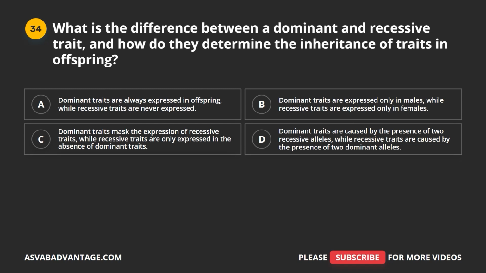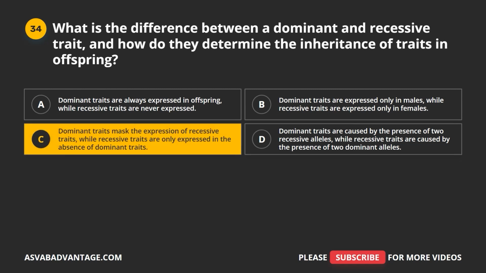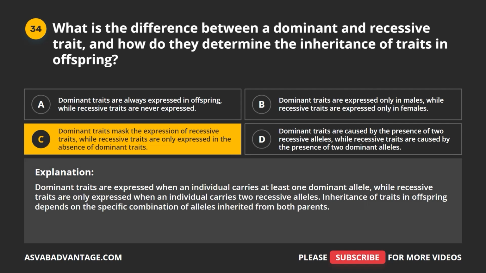The correct answer is C. Dominant traits mask the expression of recessive traits, while recessive traits are only expressed in the absence of dominant traits. Dominant traits are expressed when an individual carries at least one dominant allele, while recessive traits are only expressed when an individual carries two recessive alleles. Inheritance of traits in offspring depends on the specific combination of alleles inherited from both parents.